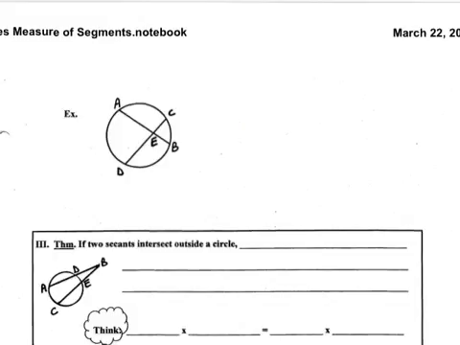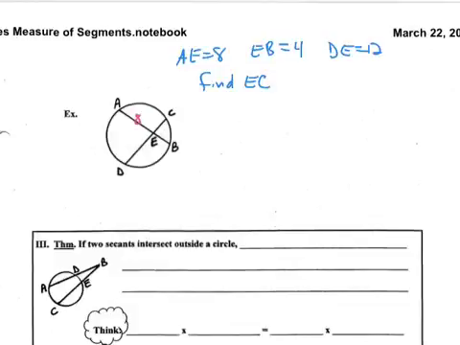Alright, so here's an example. Let's say AE is equal to 8 and EB is 4 and DE is 12. Okay, we want to find EC. So that's the other segment that we don't have yet. So let's look. We have AE is 8 and EB is 4 and DE is 12. We want to find that segment right there.